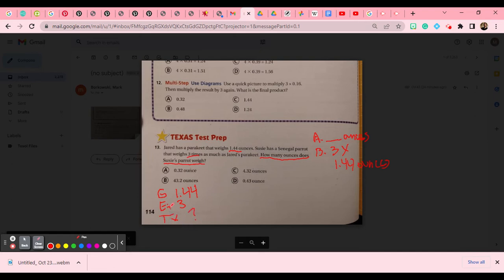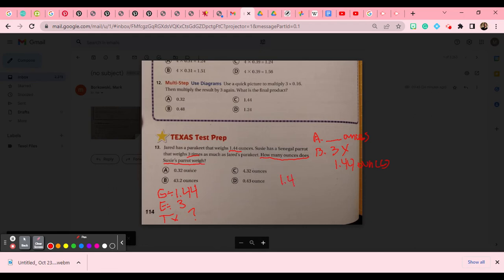So remember, if we're looking for our each or our group, we're going to divide. But in this case, we're looking for the total weight that Susie's parrot weighs, which is more than what Jared's is. So we know we're going to multiply. The reason I'm showing you this is an introduction to multiplication. We're going to do a decimal with 2 decimal places times a whole number.